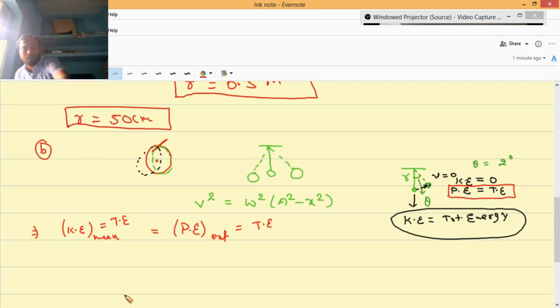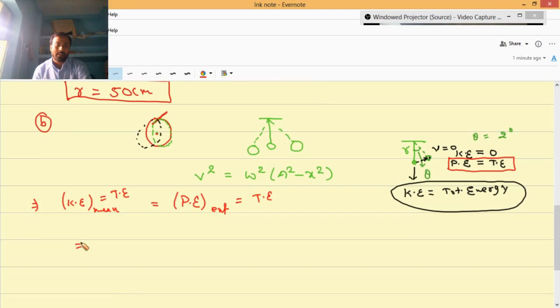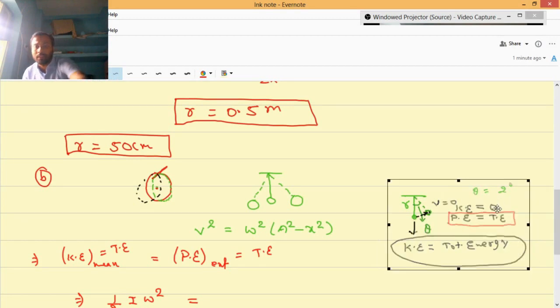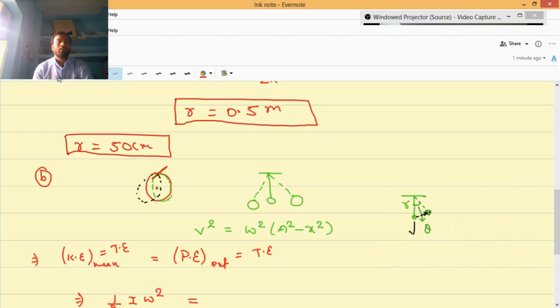Okay, so now the next step is, the kinetic energy at the mean position will be half I omega square, and that value must be equal to the potential energy at this particular location, which we now have to evaluate. So we have understood all these parts. Let me erase this part so that I can do the further steps required here.